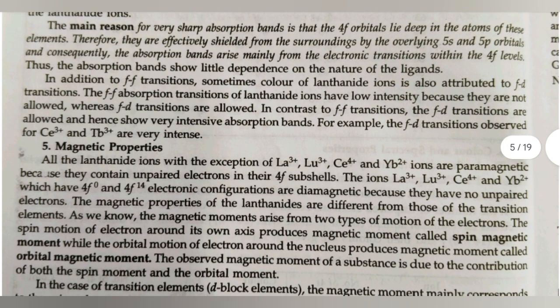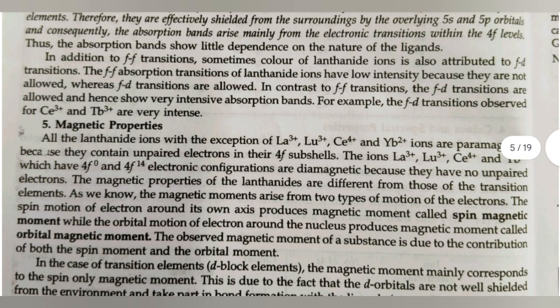The main reason for the very sharp absorption bands is that the 4f orbitals lie deep in the atom of the element. Therefore, they are effectively shielded from the surroundings by the overlapping 5s and 5p orbitals, and consequently the absorption band arises mainly from the electronic transition within the 4f level. Thus, the absorption band shows little dependence on the nature of the ligands.